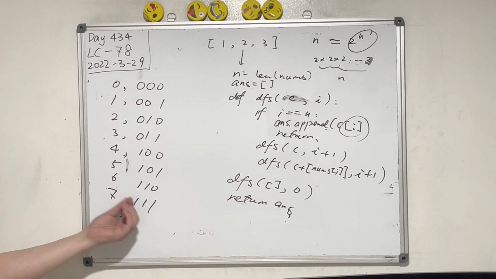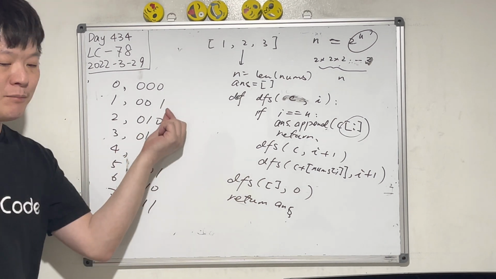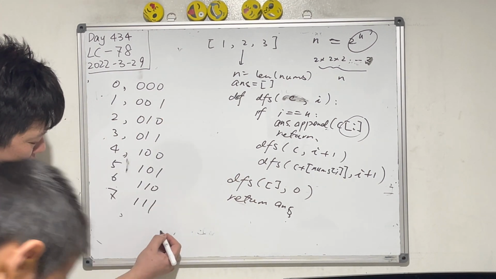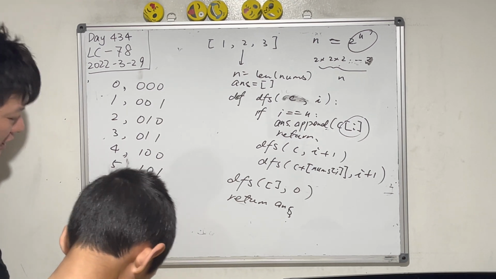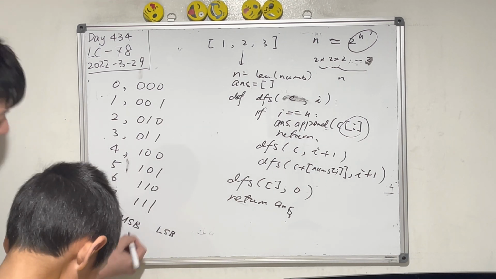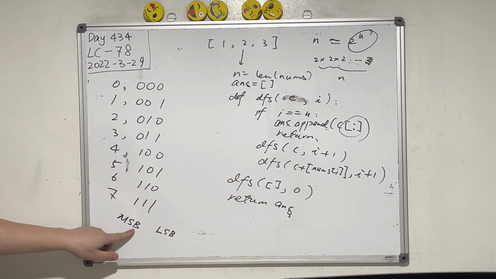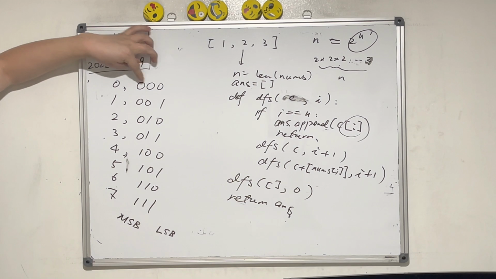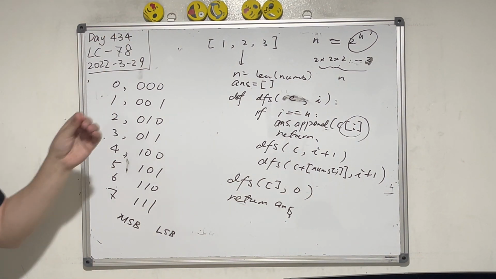You see, this is the least significant bit, and this is the most significant bit. From the right-hand side we call it LSB, and from the left-hand side we call it MSB, the most significant bit. Each bit is 2 to the power of 0, 2 to the power of 1, 2 to the power of 2. That's the most interesting part here.